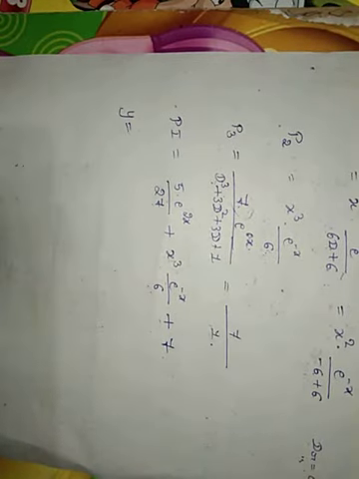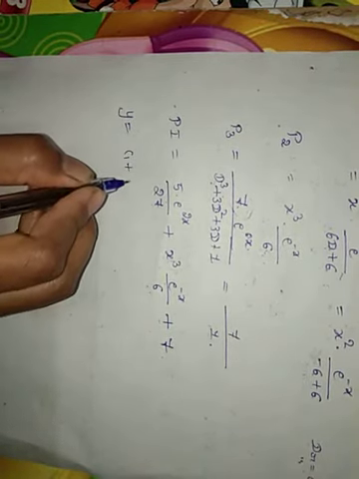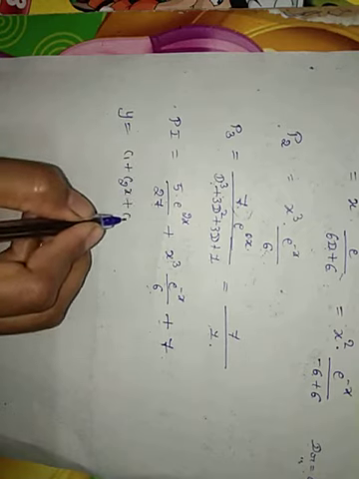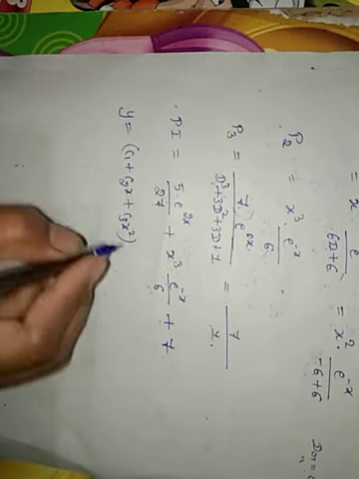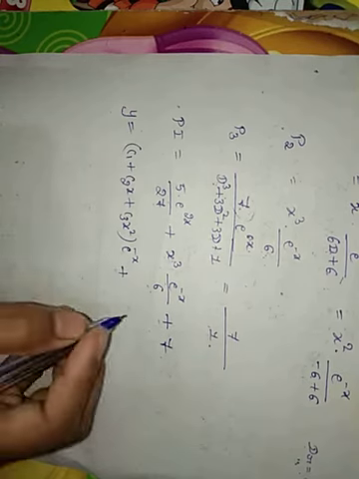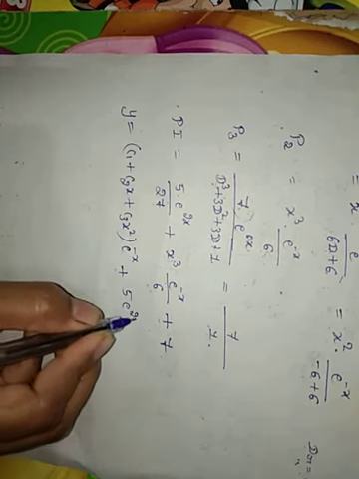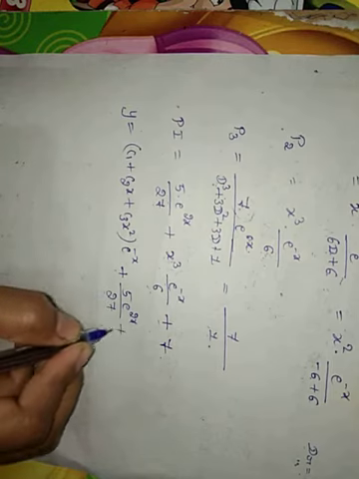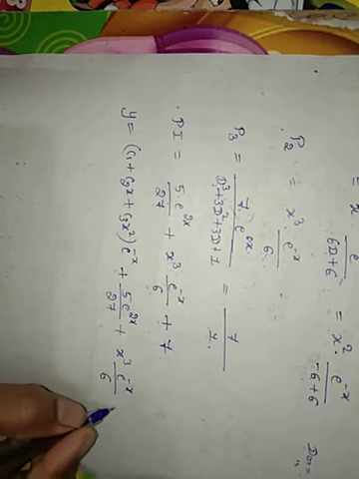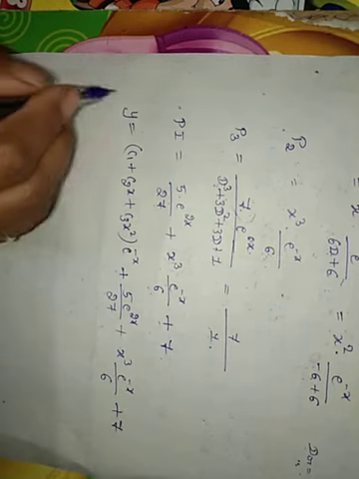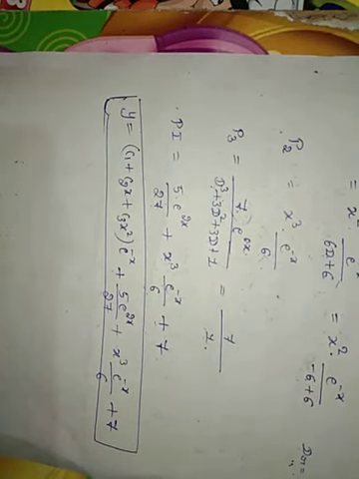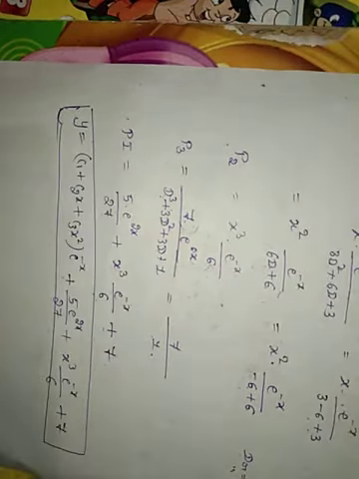Now our complete solution is y equal to the complementary function plus the particular integral: (c1 plus c2x plus c3x square) into e raised to minus x, plus the particular integral 5 e raised to 2x by 27 plus x cube into e raised to minus x divided by 6 plus 7. So that is the complete solution of the given equation. So that is the procedure of solving this example.